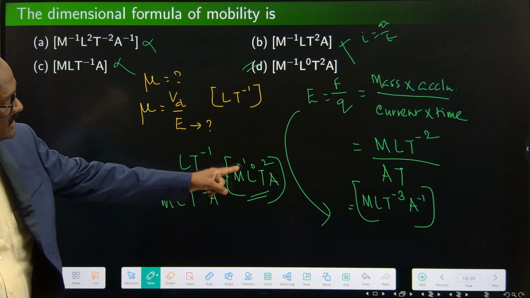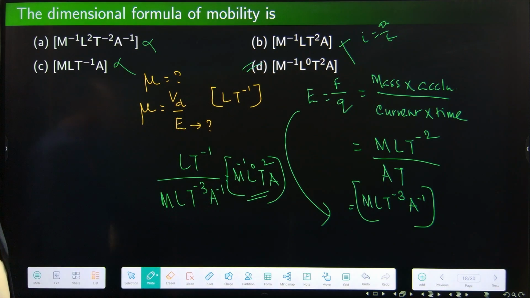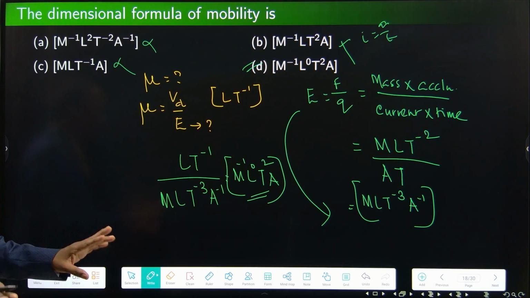M inverse L power O T square A. Dimensional quantity. From the fundamentals only we are deriving.